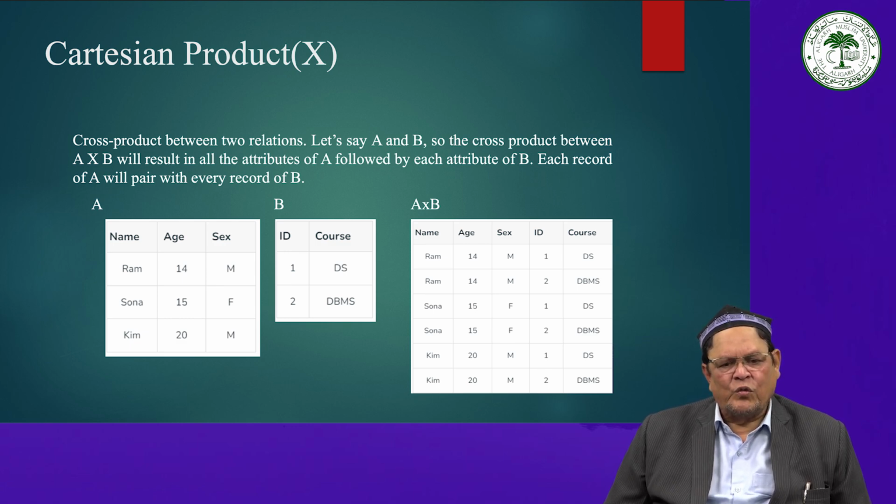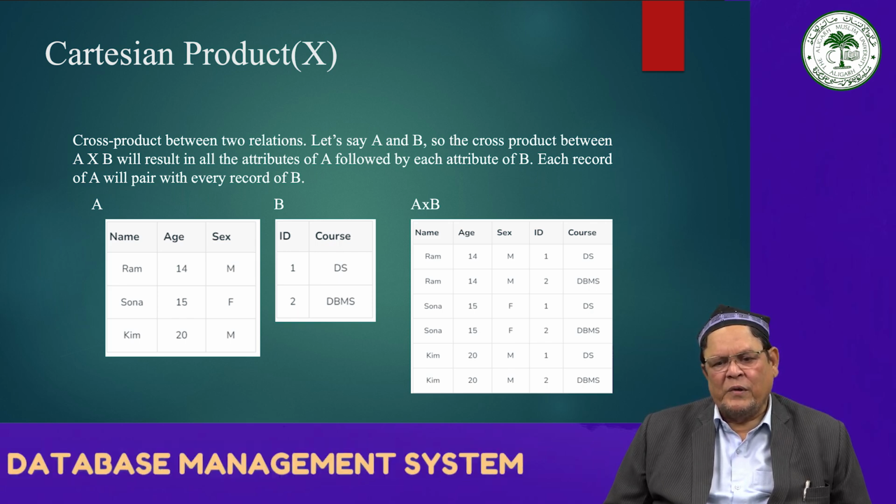Cross product between two relations, let's say A and B. The cross product between A and B will result in all the attributes of A followed by all the attributes of B. Each record of A will pair with every record of B.